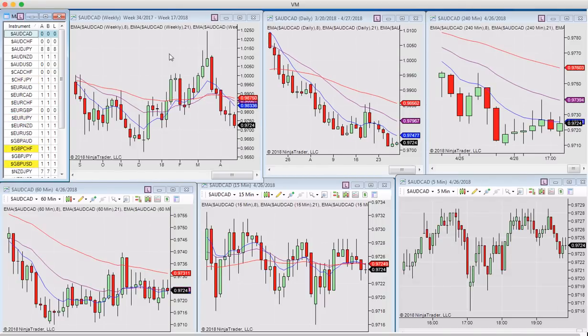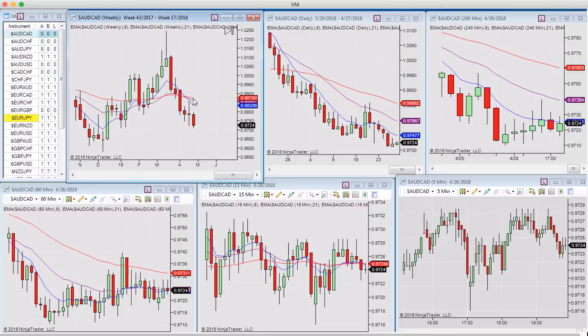So the weekly is trending down. You see blue, purple, red. The daily trending down, blue, purple, red. The 240 is right on the 8 EMA, and this is between the two. This is a nice looking setup.